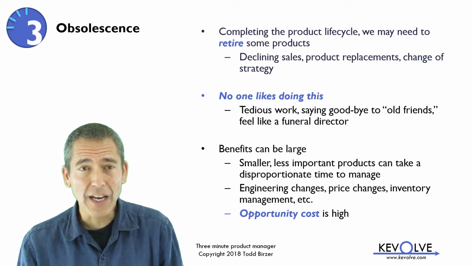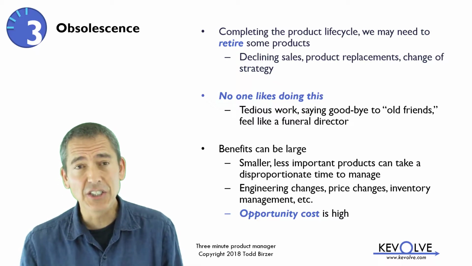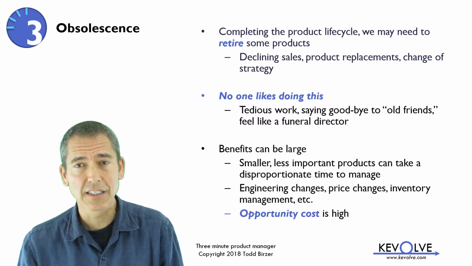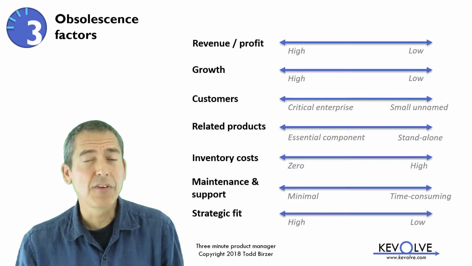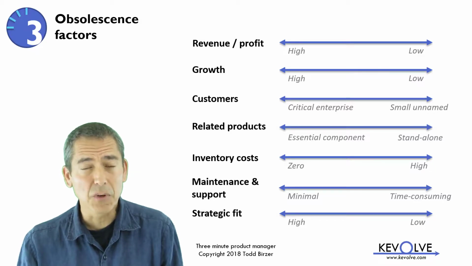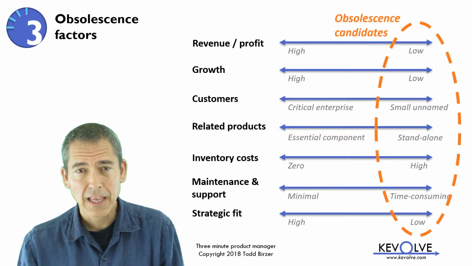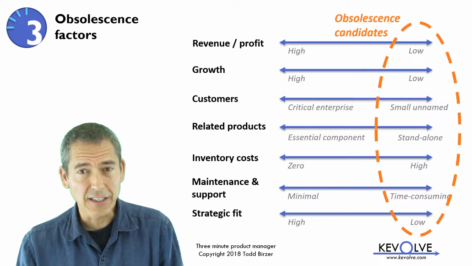Smaller, less important products can take a disproportionate amount of our time to manage. There might be engineering changes, there might be price changes that we need to keep up with, there might be inventory management. The opportunity cost is high. So I'm going to suggest that we look at 7 factors when we think about obsoleting a product. So revenue and profit, growth, customers, related products, inventory costs, maintenance and support, and strategic fit. And basically on these scales, if you've got products that lean to the right, those are going to be your obsolescence candidates.